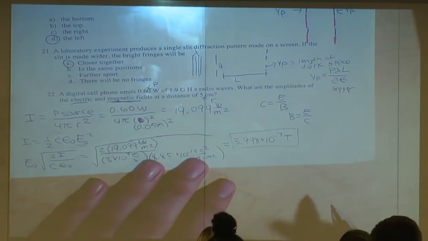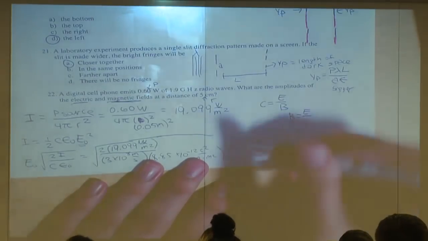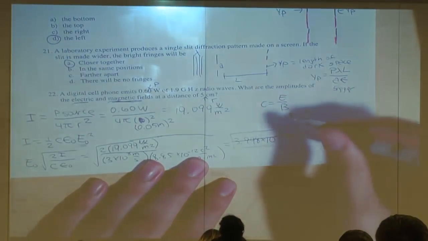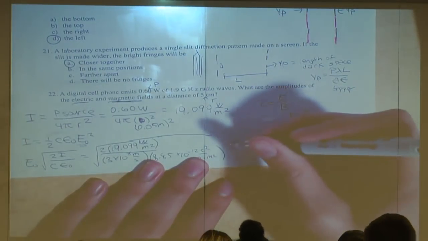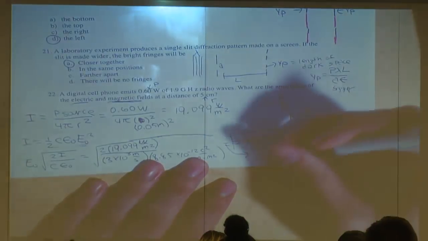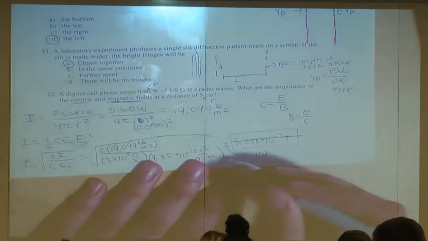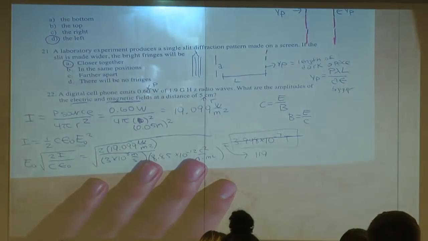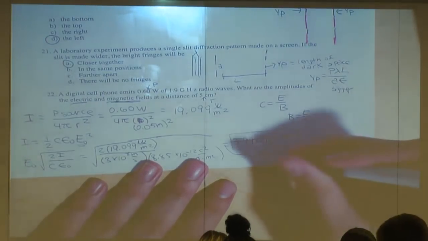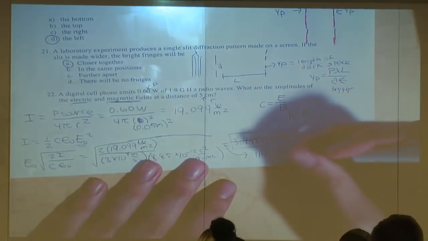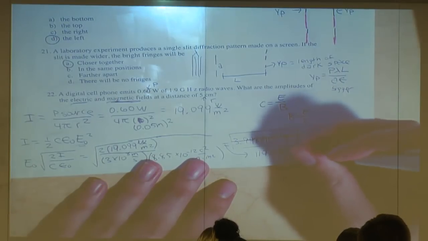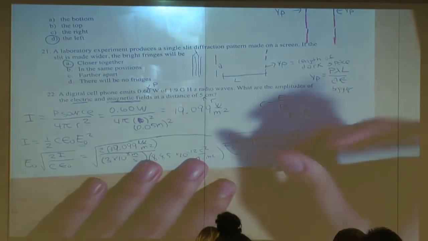Hang on one second, I'm very sorry. That is what you will get for B, but for this one you should get 119.9. It's the same values, but I accidentally wrote down what I got for B instead. But this will end up being what you get for B. 119.95 newtons per Coulomb. So that's what E, the electric field, is.